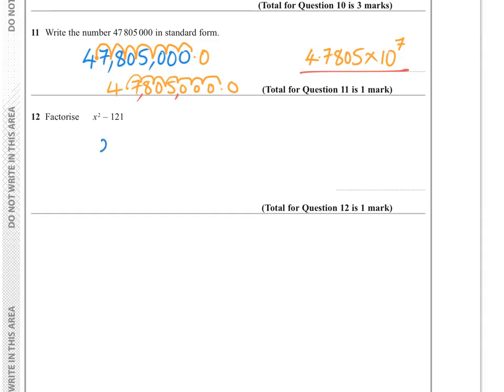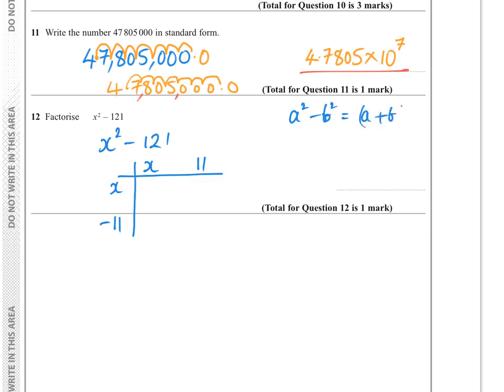Question 12, we have x squared minus 121, and if we wanted to factorise that, we could use the difference of two squares, because a squared minus b squared is always a plus b times a minus b. And if you don't know that from school, then at least you've seen it now. This will always give you a squared, this will always give you minus b squared. This will give you minus ab, but this will give you positive ab, so they always cancel. So it's very useful to know this one.